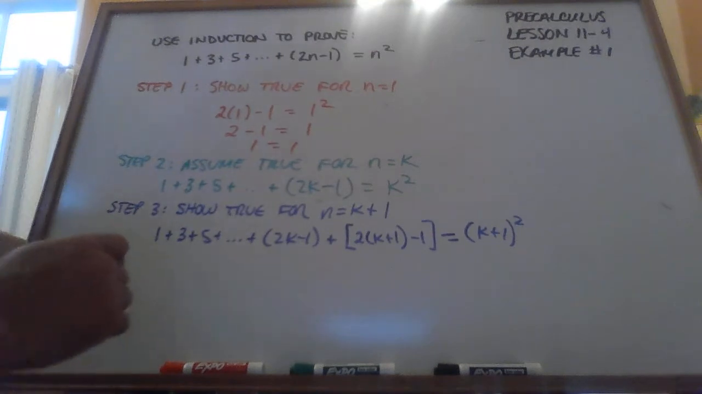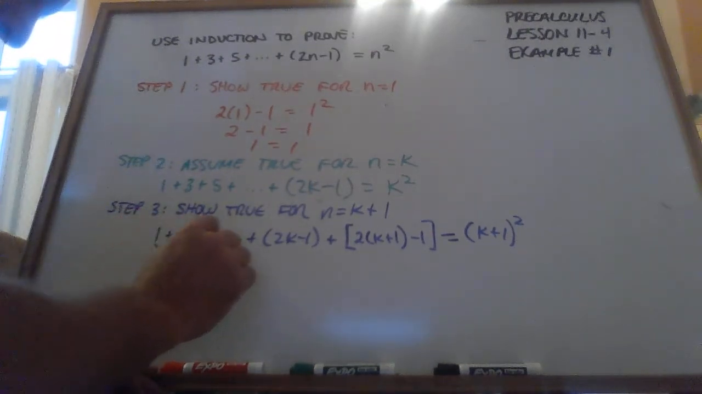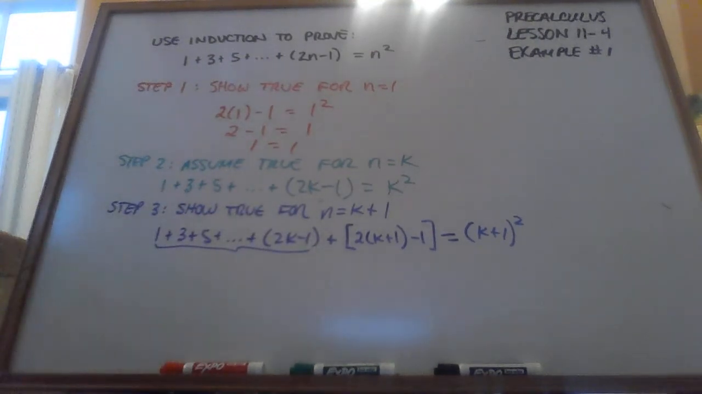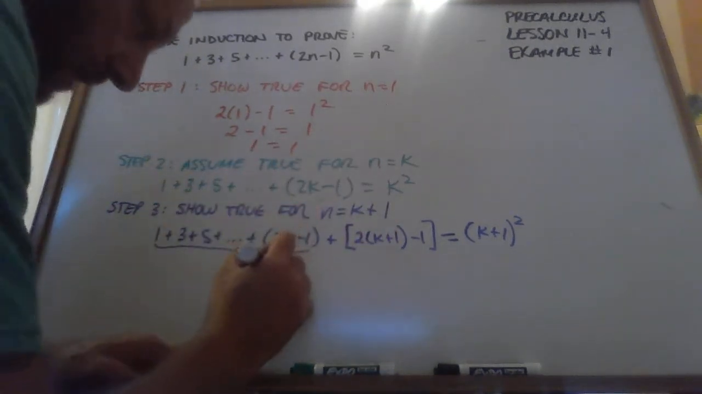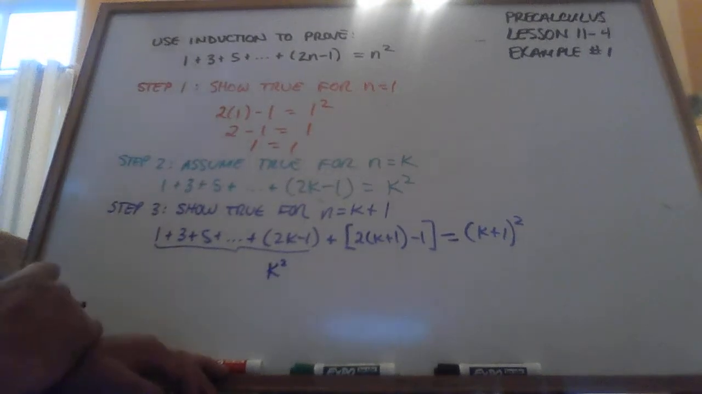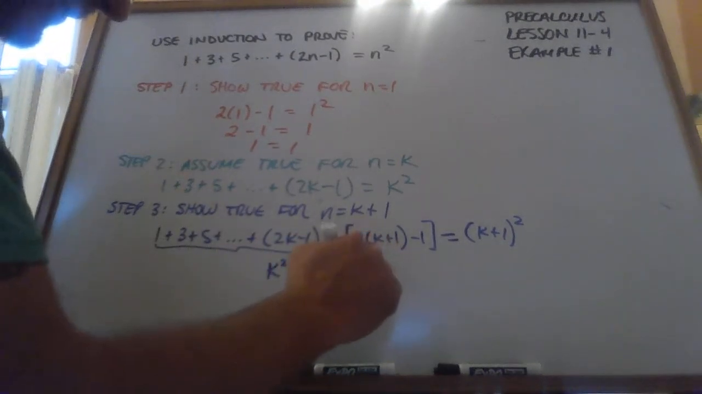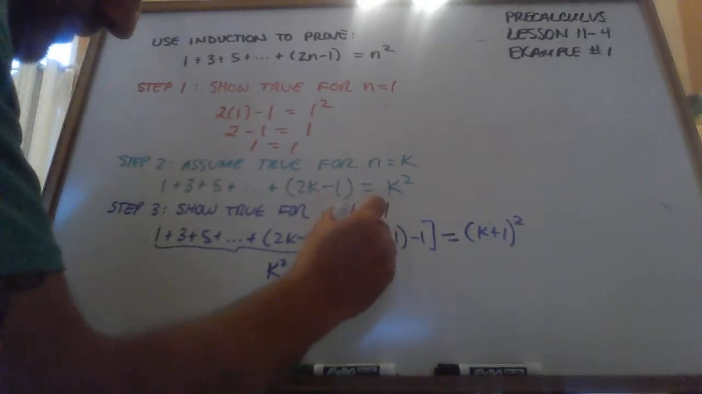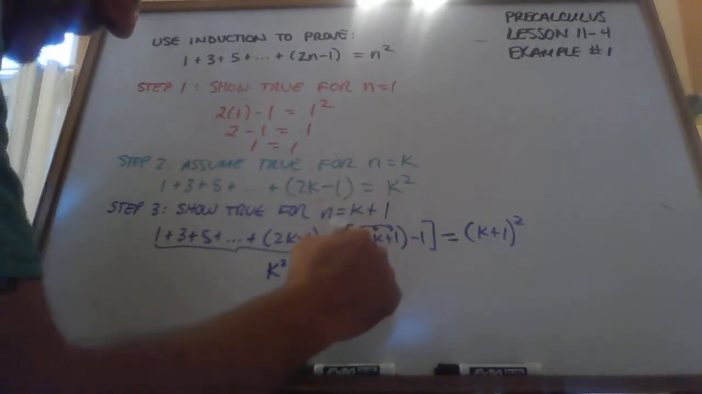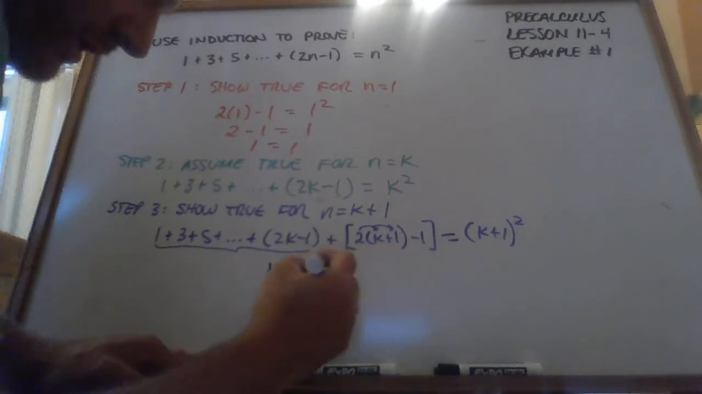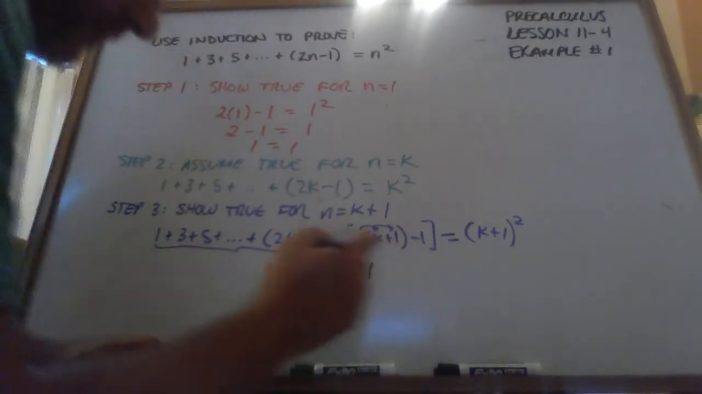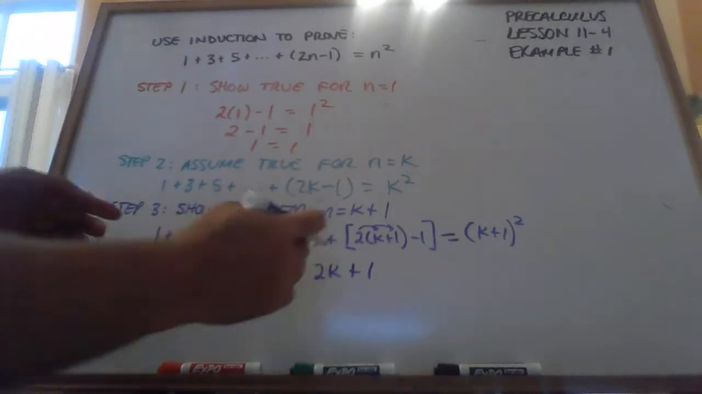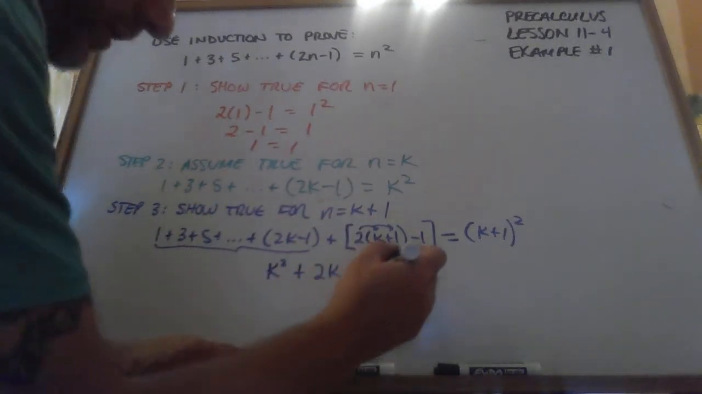Now, check this out. This part right here, I already know what that is. It says right here, that's equal to k squared. So I can take that out and I can put k squared in its place. Okay, I can do a little algebra here. This is 2k plus 2 if I distribute the 2 in here. And then 2k plus 2 minus 1 is 2k plus 1. So this side is k squared plus 2k plus 1.